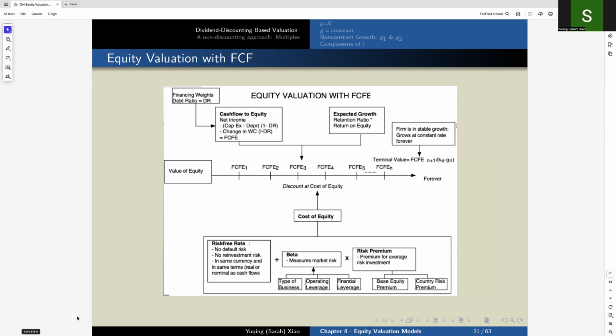Up until now, we've been focusing on dividends. But sometimes it's more practical to value a company using free cash flows instead. Free cash flow is the cash that remains after the firm has covered operating expenses and reinvested enough to maintain or grow the business.